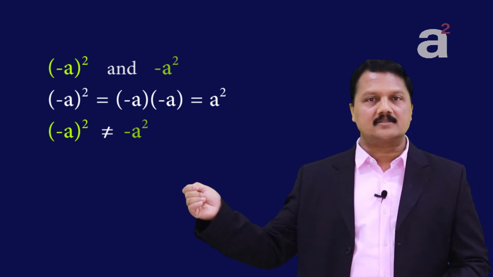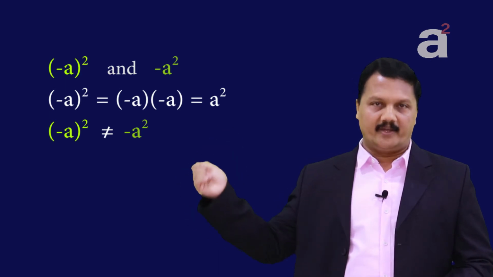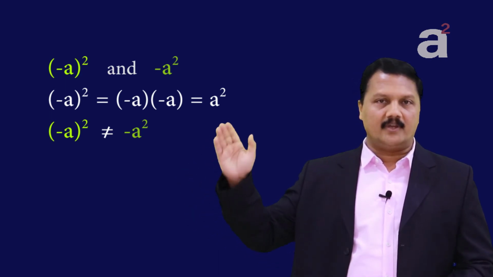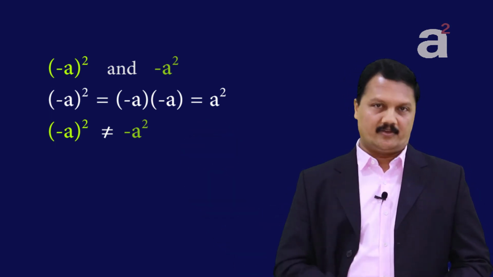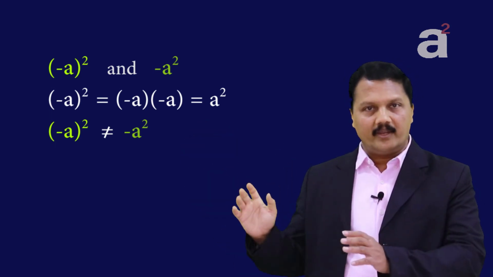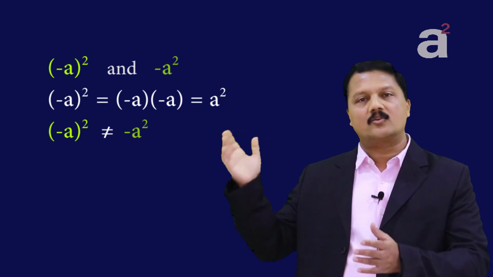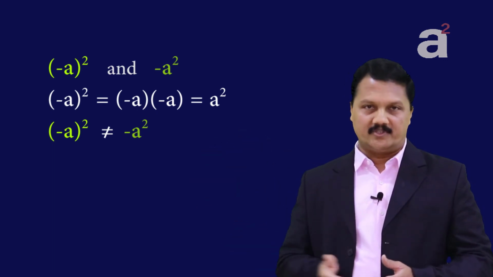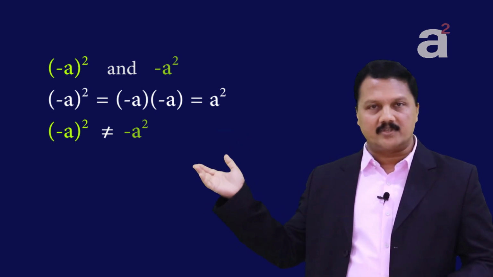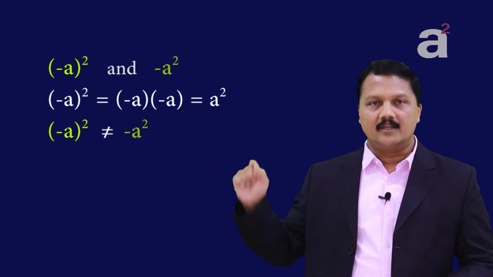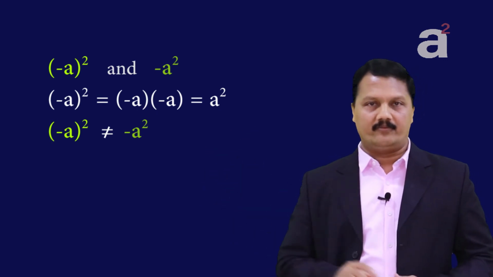Minus a the whole square is minus a times minus a. Negative times negative is positive, a times a is a square, so it becomes a square. So for negative a, if there is a bracket and square, then it becomes positive. But negative of a square is the same as negative a square, because that square is not for the negative, that is only for a. Same like the previous one, common mistake of a square plus b square is like this.